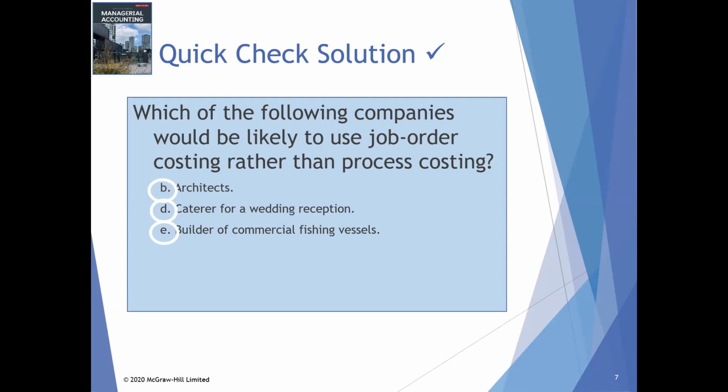So building of the commercial fishing vessel, right? So this is different, right? So there are a number of services, a number of products to be produced or services rendered. So that's why the job order costing system will be applicable.